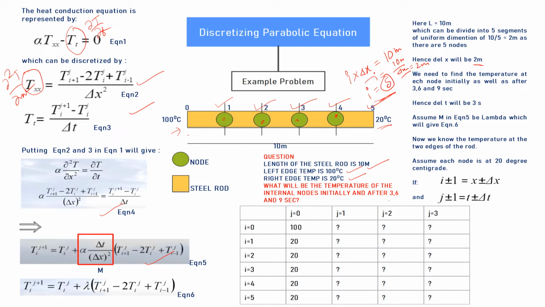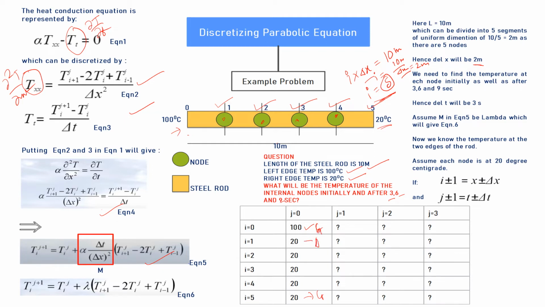After 3 seconds, 6 seconds, and 9 seconds. So notice at the initial time, j equal to 0, what are the temperatures at the nodes i? What is the temperature at i equal to 0? 100 degrees centigrade. This is given. This is also given.